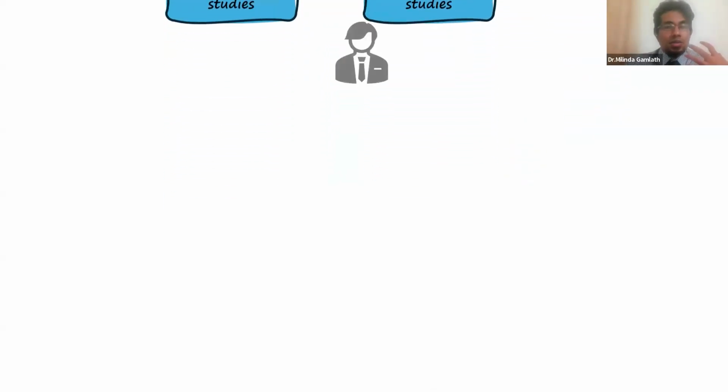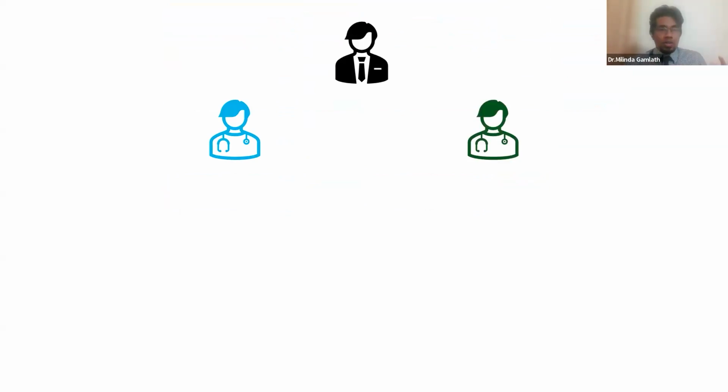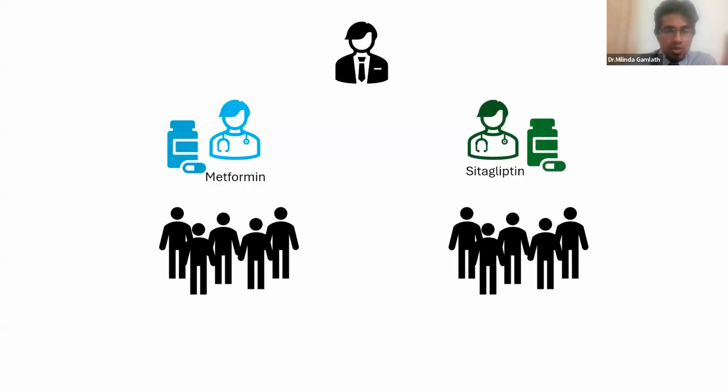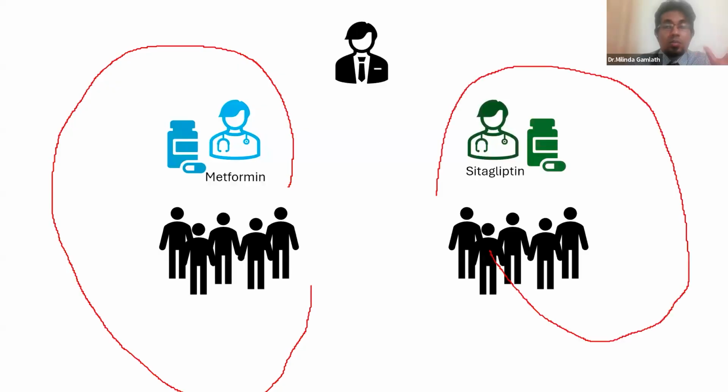So to understand the difference, imagine again you are an investigator and you want to find out whether sitagliptin or metformin has better diabetic control. So what you do is you take two doctors, one who is prescribing metformin as the first line and another doctor who is prescribing sitagliptin as the first line. So you already have two doctors out there who are prescribing these drugs to their own population. One doctor is prescribing metformin to his patients, another doctor is prescribing sitagliptin to his patients.